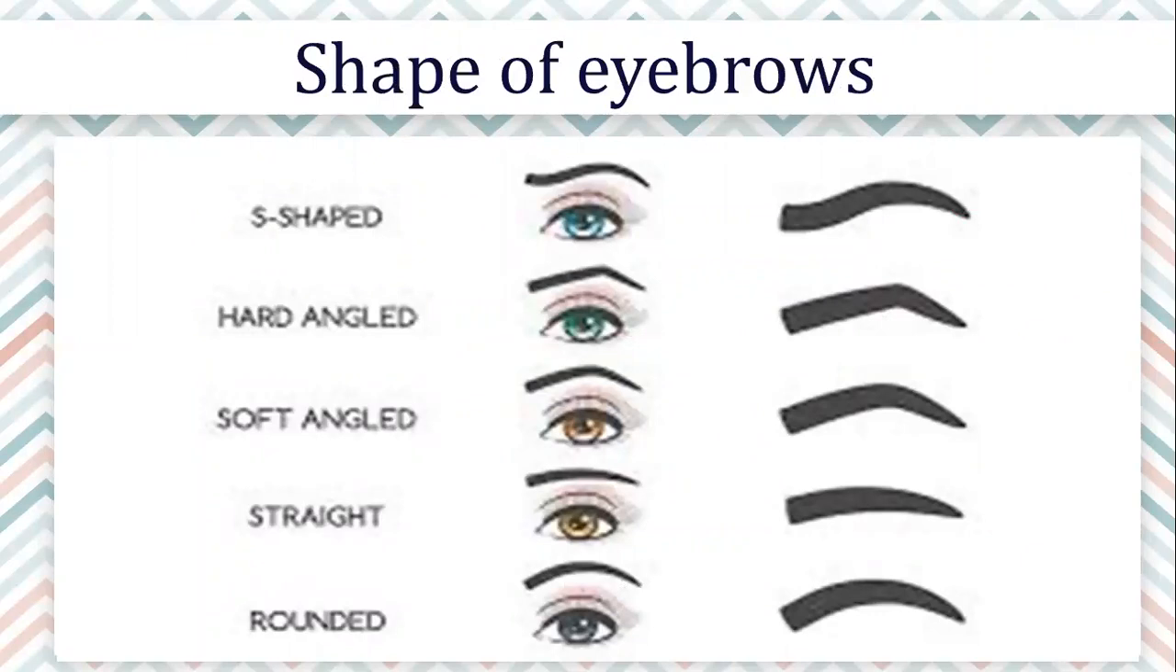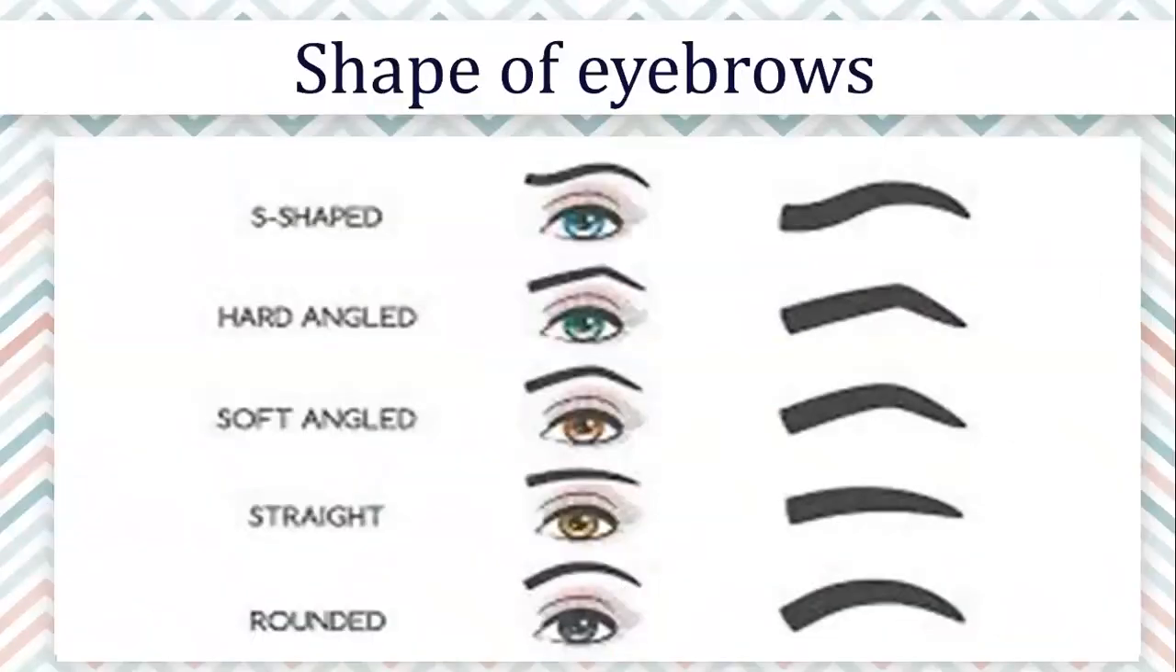Shape of the eyebrows usually define the face of the person. They make the shape, they give the look of the face, as if the face is very rounded or straight, soft angled, or maybe hard angled, which is arched, or maybe an S-shaped eyebrow.